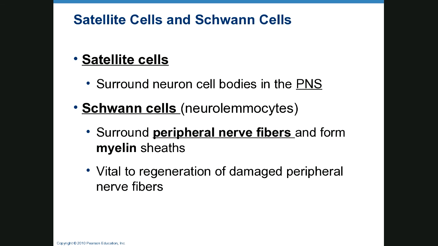Okay, out in the peripheral nervous system, we have satellite cells that surround nerve cell bodies. It's still kind of up for debate what they really do. And Schwann cells, also called neurolemmocytes, form the myelin sheaths around the peripheral nerve fibers. Also, if a peripheral nerve fiber, maybe the end of an axon, is damaged, they can help patch it back together.